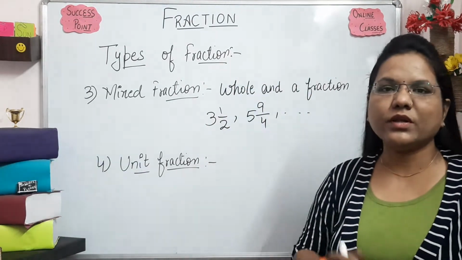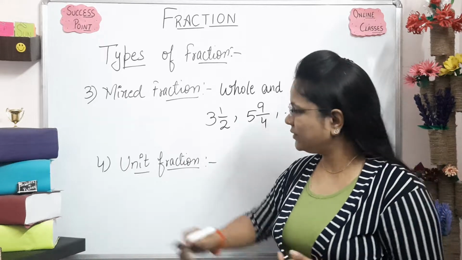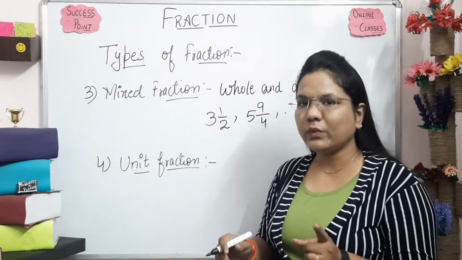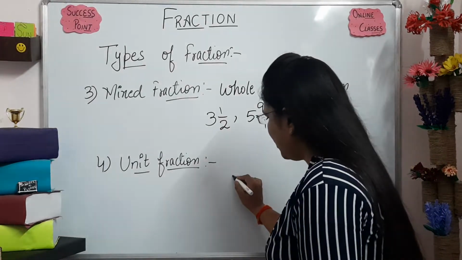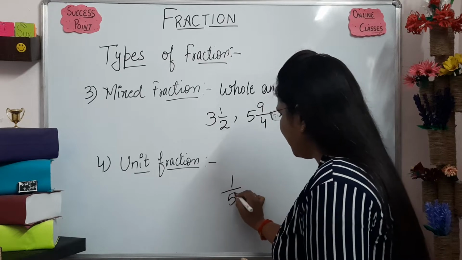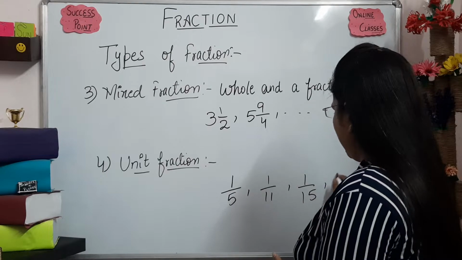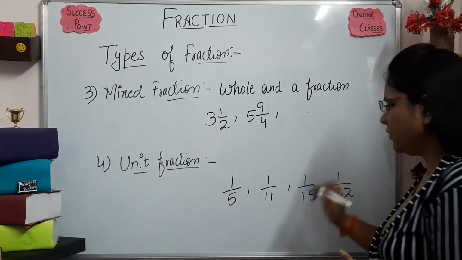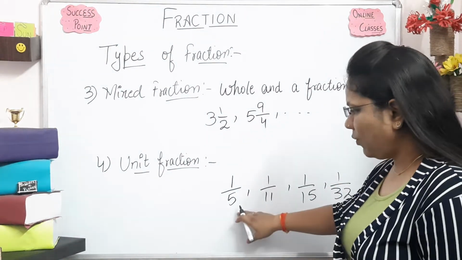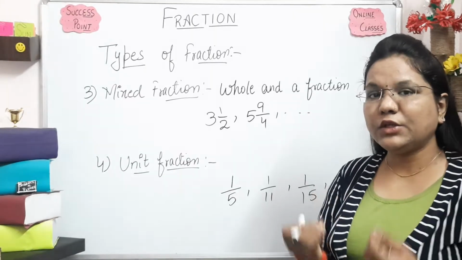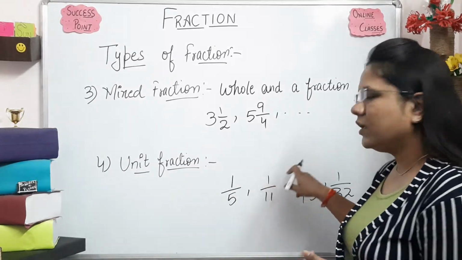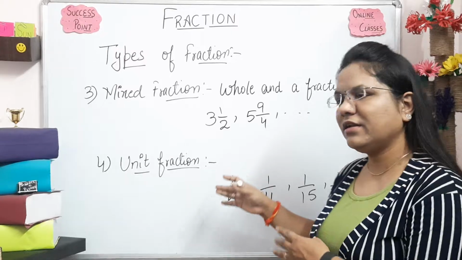So what is a unit fraction? As the name suggests, unit means 1. So whenever you get the numerator as 1, like 1 by 5, 1 by 11, 1 by 15, 1 by 32, okay? The denominator can be any number, but the numerator should always be 1. These all are unit fractions.